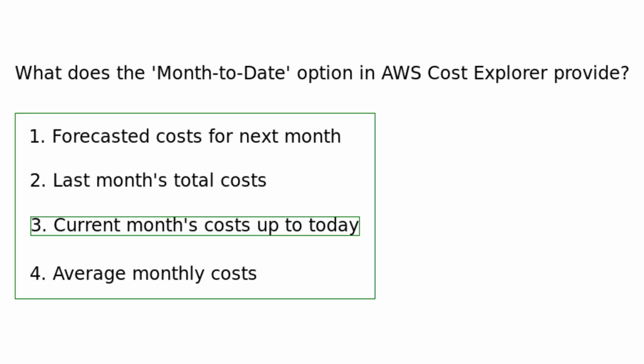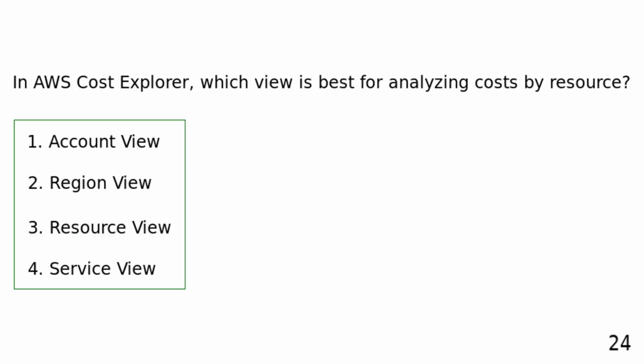The month-to-date option in AWS Cost Explorer shows your current month's AWS costs up to today, helping you track spending in real time. In AWS Cost Explorer, which view is best for analyzing costs by resource? Account view. Region view. Resource view. Service view.